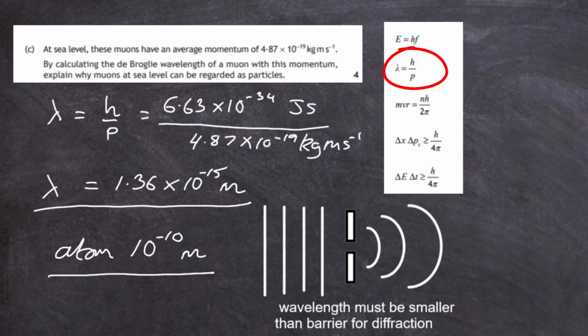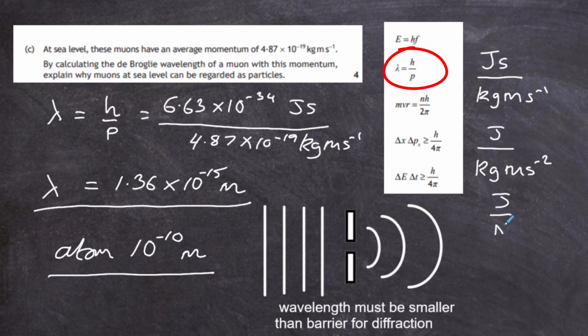Now, just some other talk about the units here, because I think it's very important to see that these equations work with units. The units for lambda, we worked out in the calculation, were joule seconds divided by kilogram meters per second. If we take that second down to the bottom line, we have joules divided by kilogram, and it becomes meters per second per second. That's an acceleration. So we have mass times acceleration, which really is a force, which is newtons.